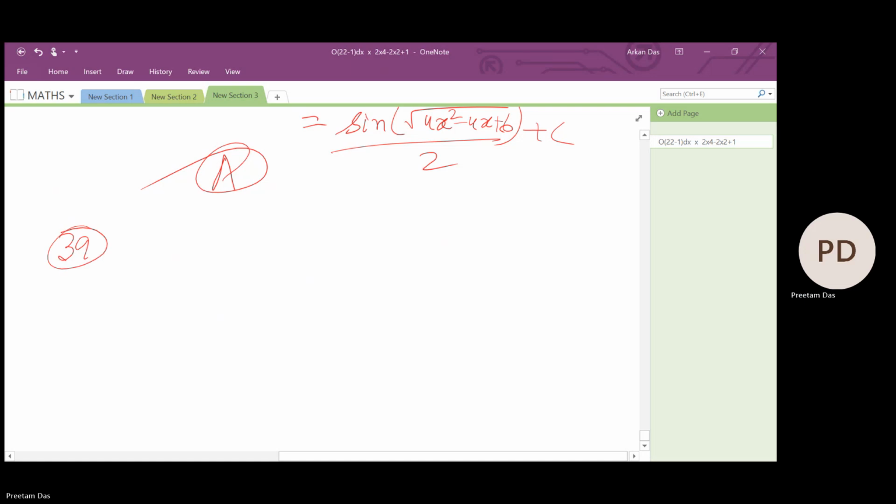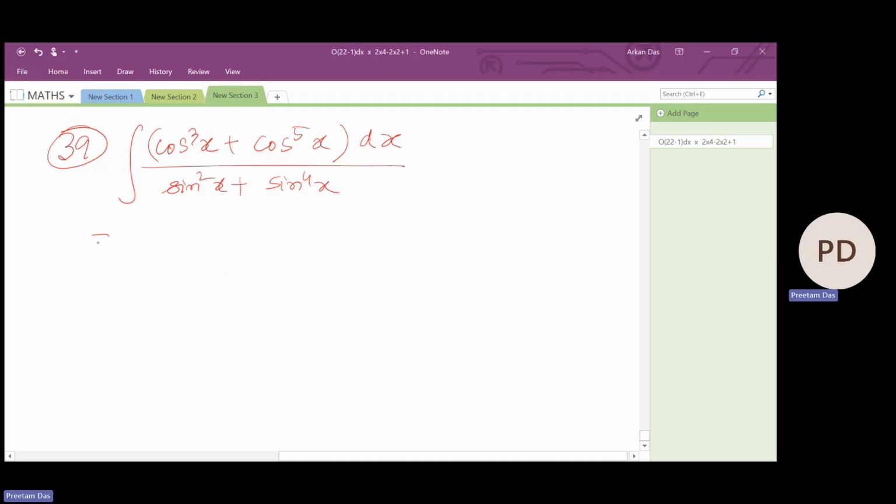39. What is the question? Let us see, cos qx and then cos raised to 5x dx. Similar terms in terms of sine, but even. Okay. Let us take a cos common from the numerator. Now it becomes even powers. It becomes the same as the powers of the denominator.